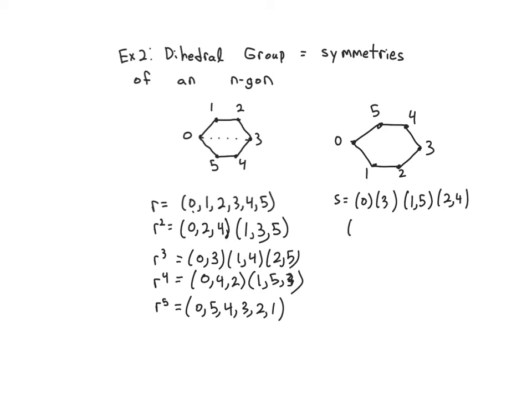Another type of reflection fixes diagonals 1 and 4. And then it swaps 0 and 2. And 3 and 5. And then another reflection across the diagonal here fixes 2 and 5. And it swaps 1 and 3. And 0 and 4.